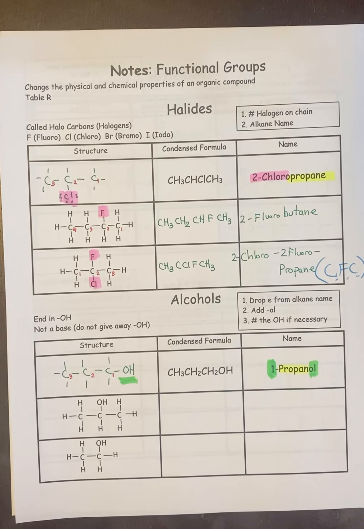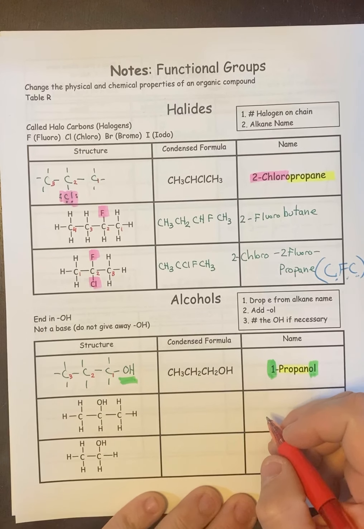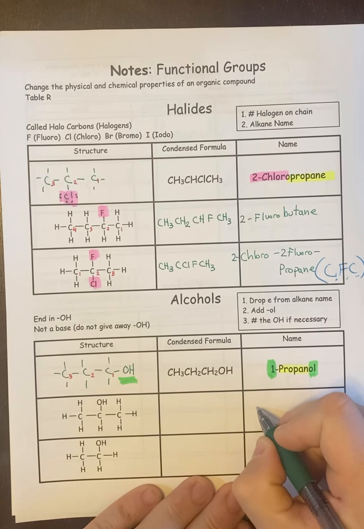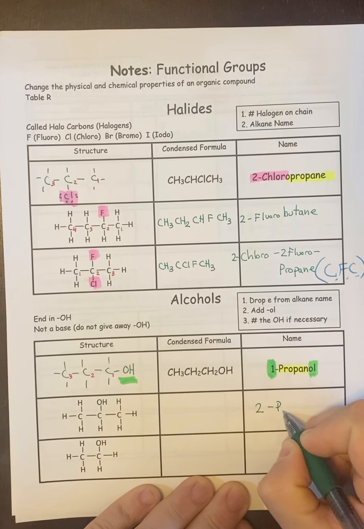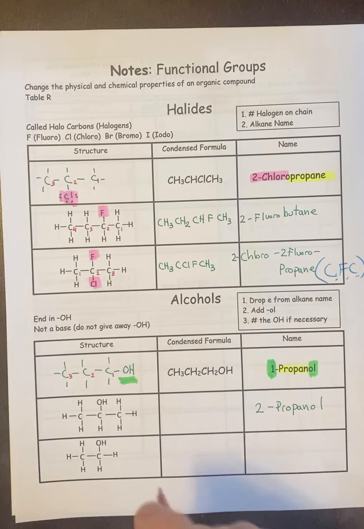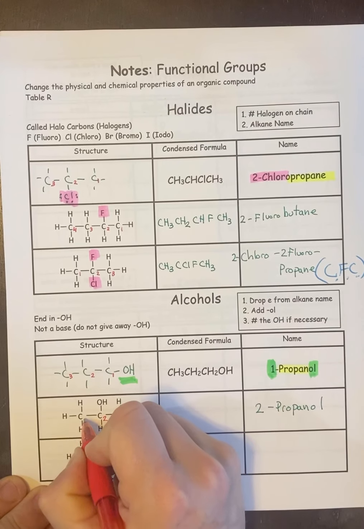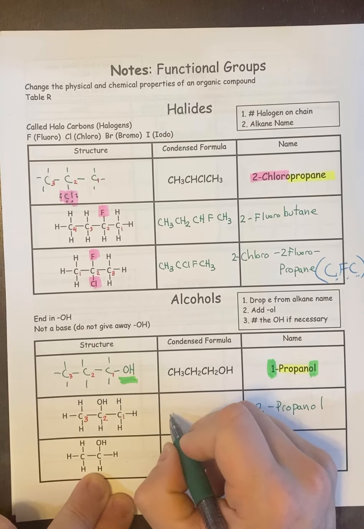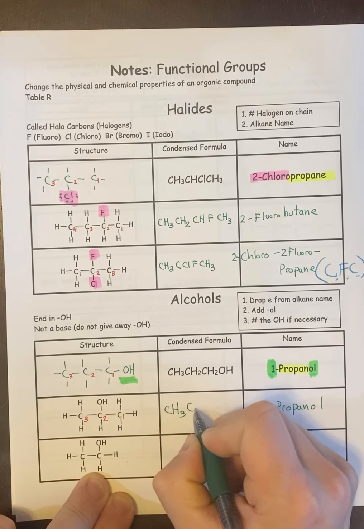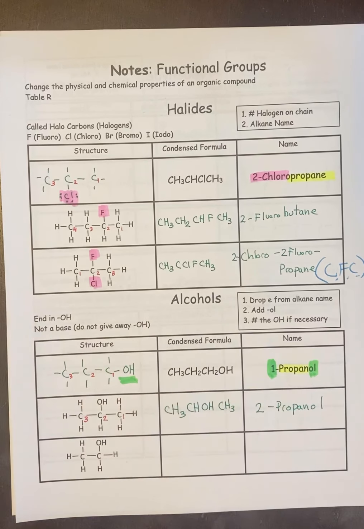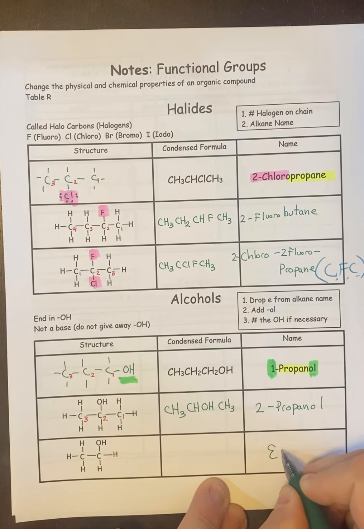Let's look at the next one. The next one would actually just be called 2-propanol. It's 3 carbons in a row. The OH is on carbon 2. Condensed, it would look like this. Done.